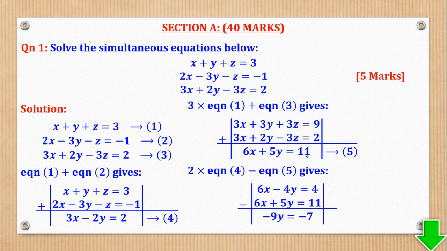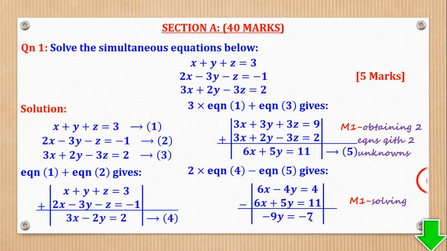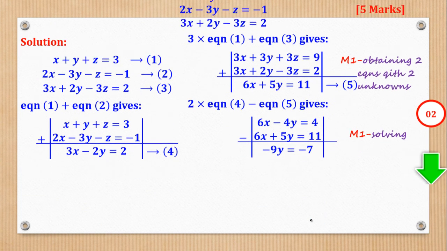Here I've chosen to eliminate x. When I subtract, it gives 0, this gives that, this gives this. Meaning I can now get the value of y. Before we go to the next slide, let's see marks for the slide. So far I've got 2 marks. Let's see the third mark.